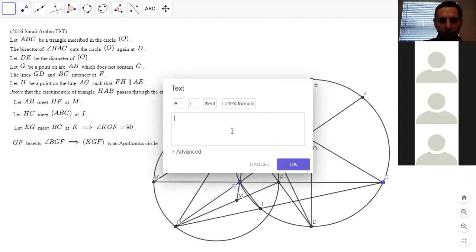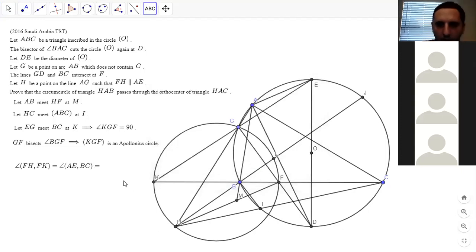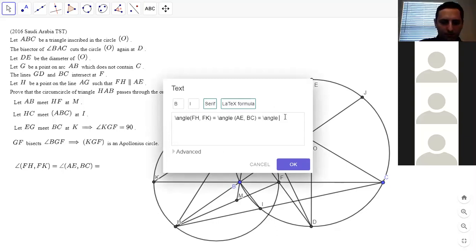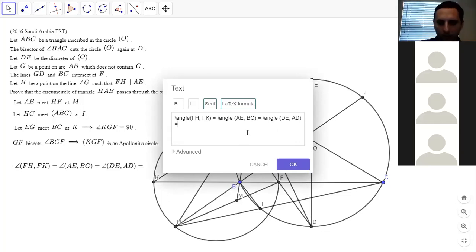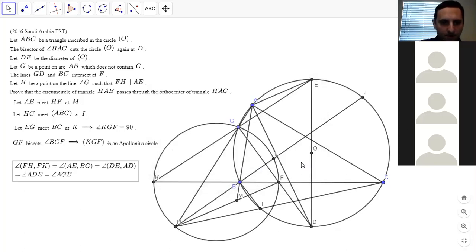I'll write it like this: the angle that FH makes with FK is equal to the angle that AE makes with BC, because FH is parallel to AE, and that is equal to the angle that DE makes with AD, which is equal to angle ADE, which is angle AGE, which is angle KGH.